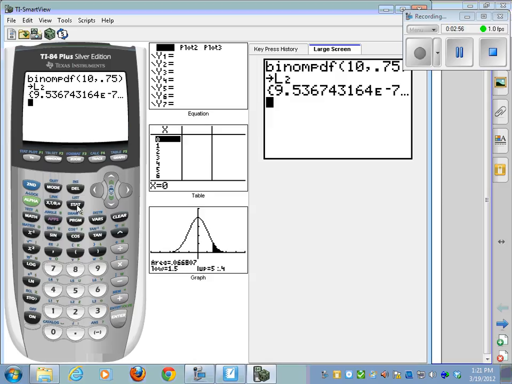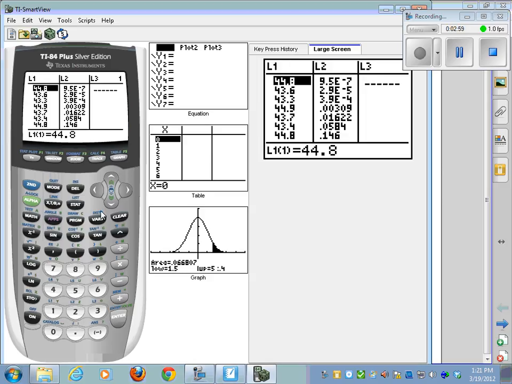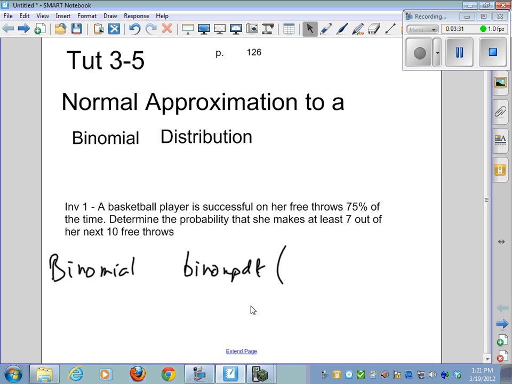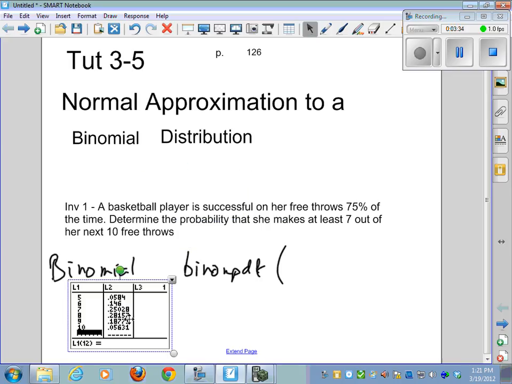So stat, edit, and in L1 I'm going to clear that first. And I'm going to enter 0, 1, 2, 3, 4, 5, 6, 7, 8, 9, 10. Just beside the 1. So you're going to enter those all in. Now we want to know what's the chance that she's going to get at least 7 out of 10. 7 or more. I'm just going to copy this over to my document here. So it's binom PDF 10, 0.75.